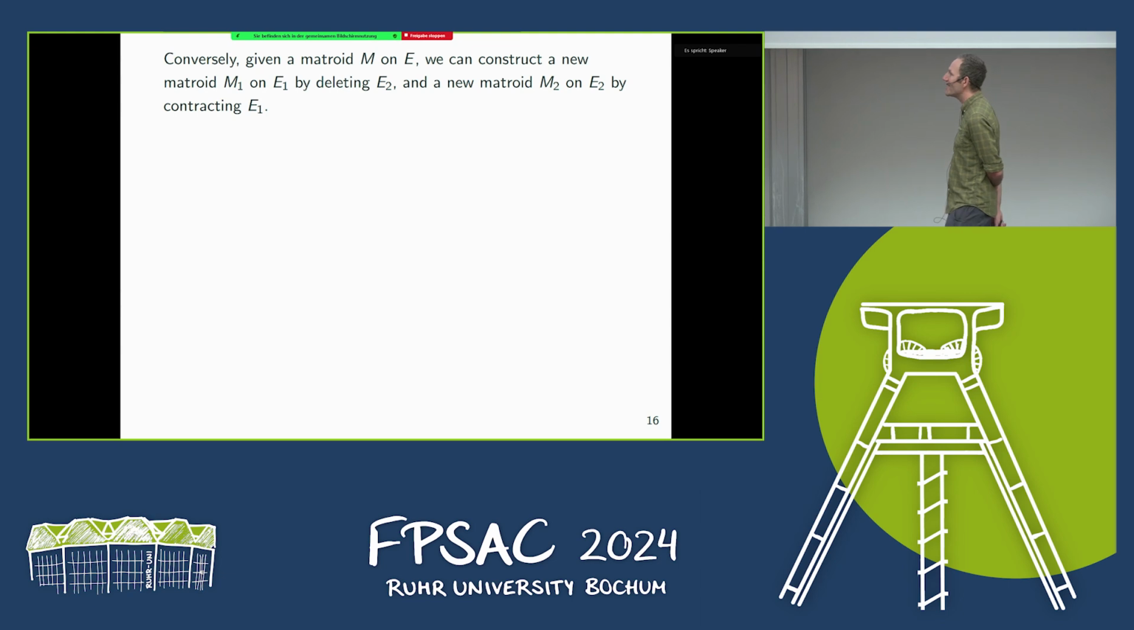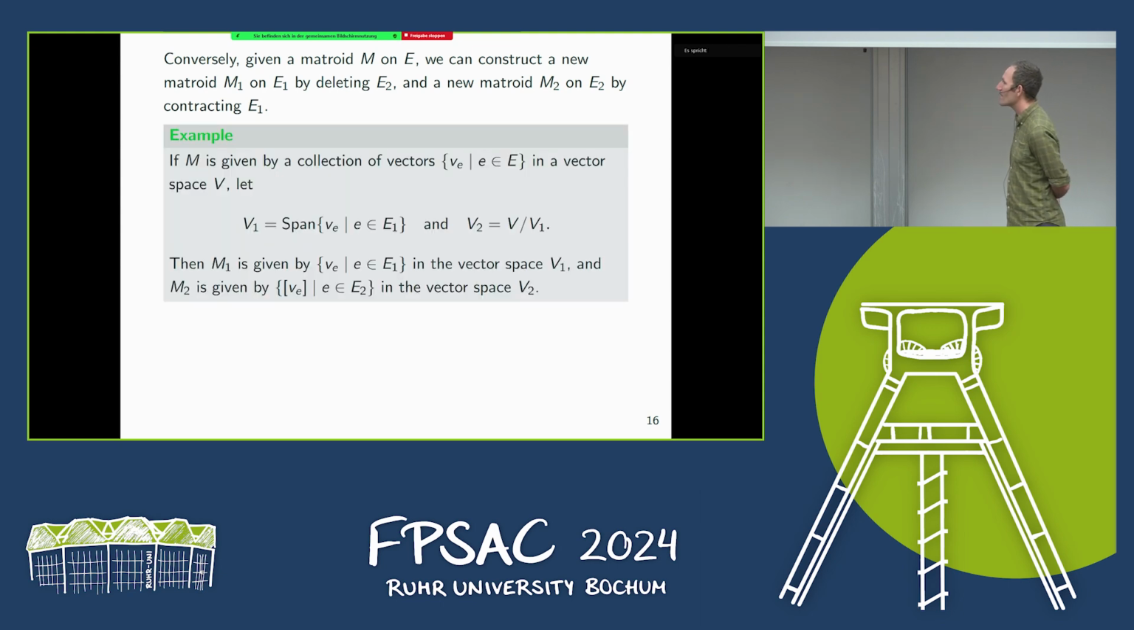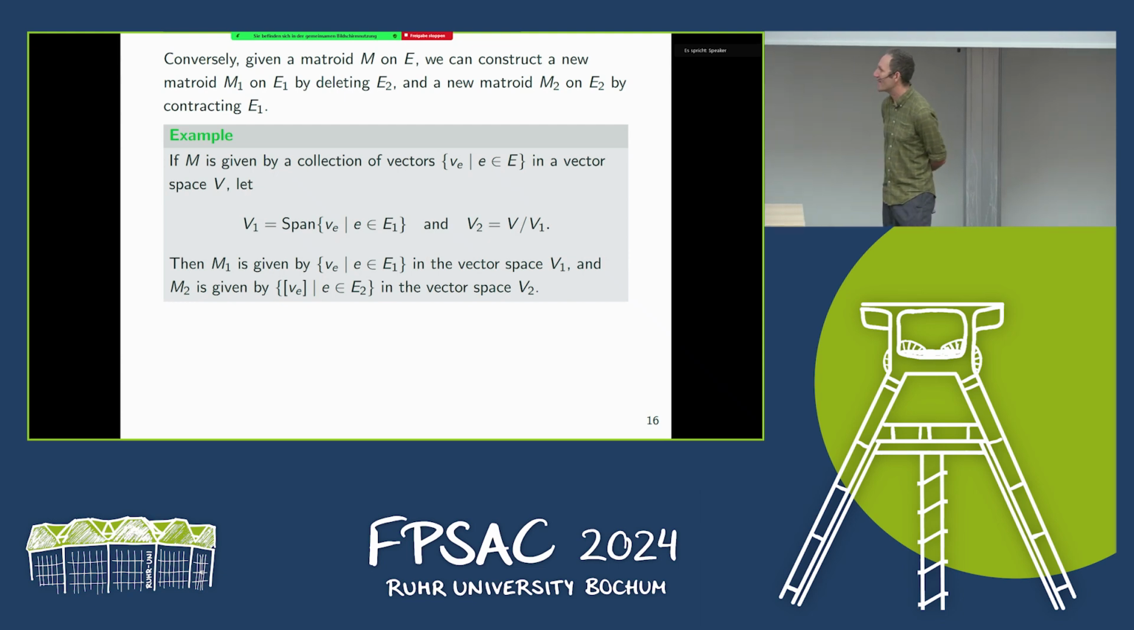Conversely, given a matroid on E, we can construct a new matroid on E1 by deleting E2, and a new matroid on E2 by contracting E1. We can sort of break it into a matroid that comes from E1 and E2 separately. For example, if I have a collection of vectors in V, to get my matroid on E1, I take V1 to be the span of the vectors in E1, and that gives me my M1. And I take V2 to be the quotient by V1, and I project things onto V2, and that gives me my matroid M2.